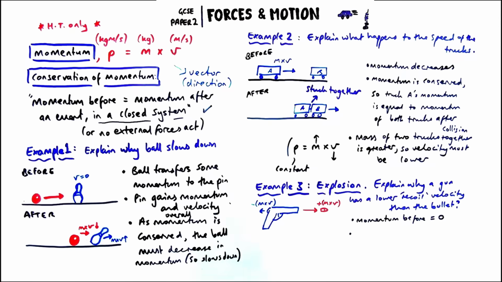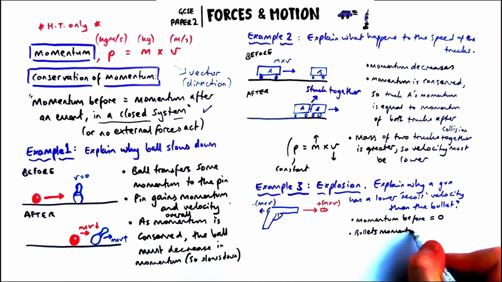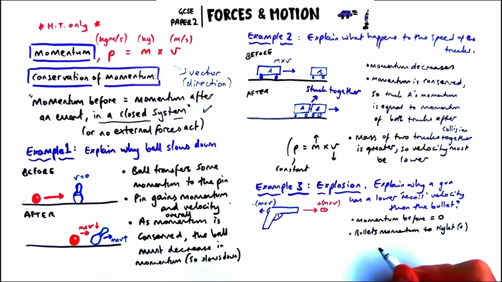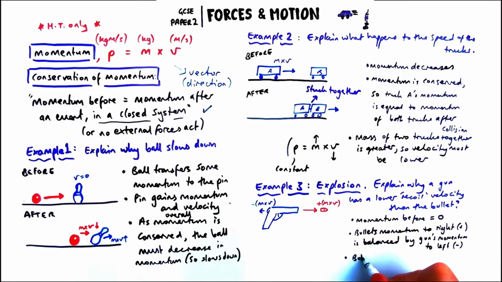The bullet's moving to the right, meaning it's got a mass times velocity to the right, and the gun's moving to the left. Because velocity is a vector, so direction matters, we can consider one to be positive and the other to be negative because it goes the other direction. So we'd say something like, the momentum before is 0, and the bullet's momentum to the right, which we say is positive, is balanced by the gun's momentum to the left.